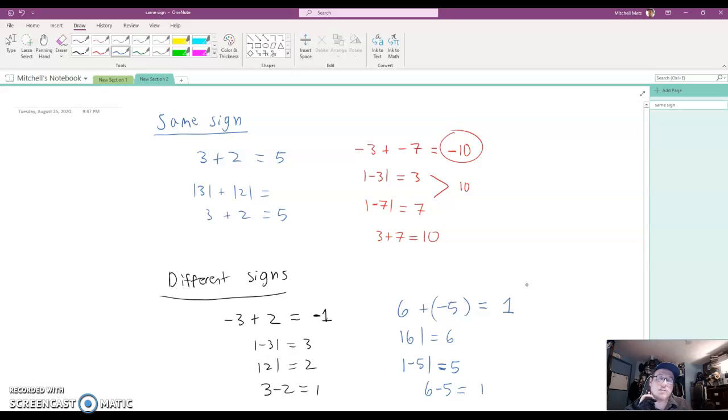Now I just have to double check. Which number is the higher value? If I look at 6 and 5, I know 6 is a higher number. Now, remember there's no sign in front of 6, but there is a positive right here. So because that's a positive 6 and it's higher than the negative 5, I know my answer has to be positive 1. I could write a little positive, or I don't have to. So it just depends on what you want to do.